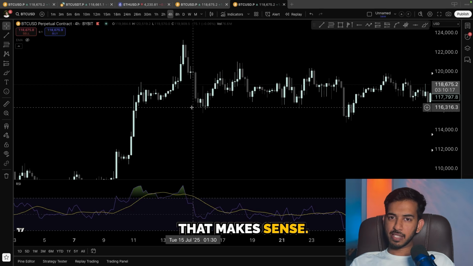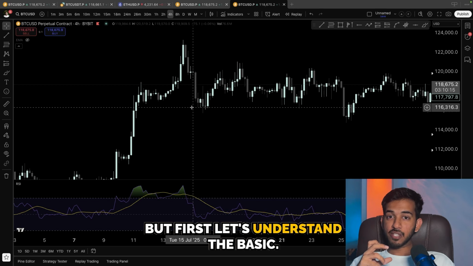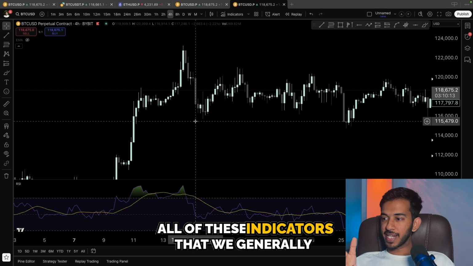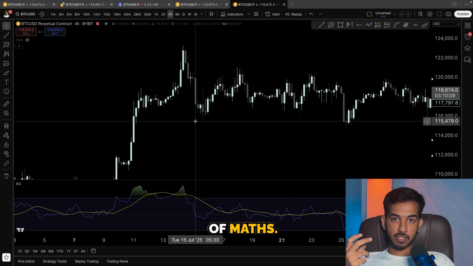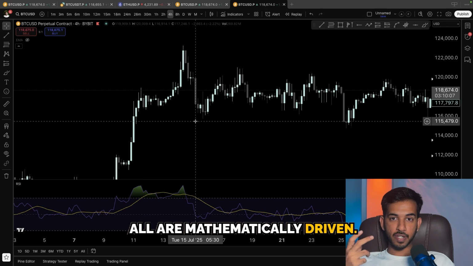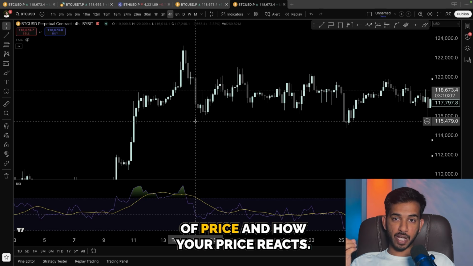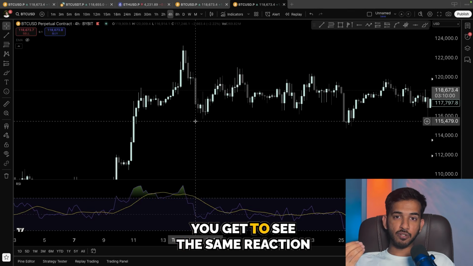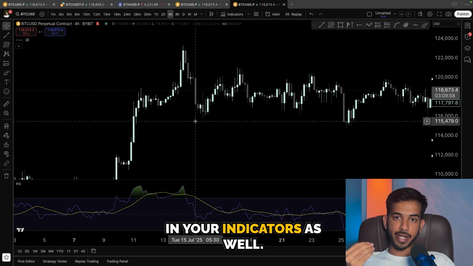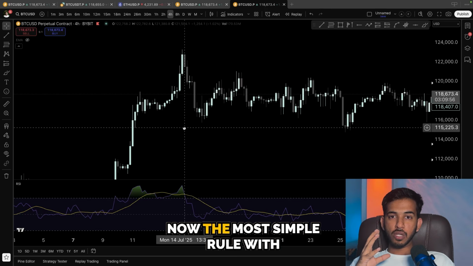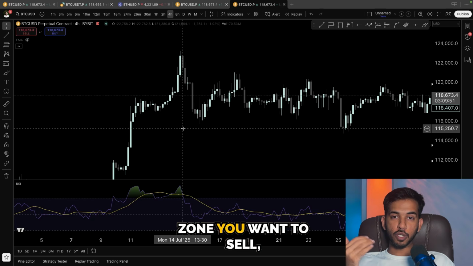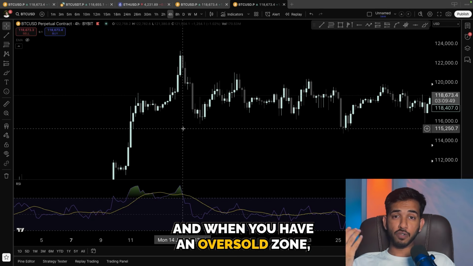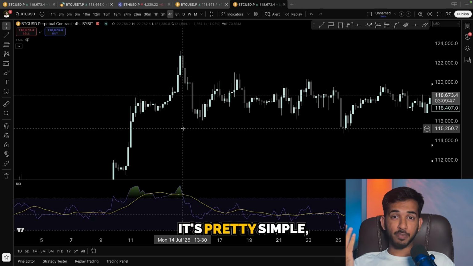I mean, that makes sense, but first let's understand the basics. All of these indicators that we generally use are based on maths. All are mathematically driven. They are working on the basis of price, and however price reacts, you get to see the same reaction in your indicators as well. Now, the most simple rule with RSI is when you have an overbought zone, you want to sell, and when you have an oversold zone, you want to buy. I mean, it's pretty simple, right?